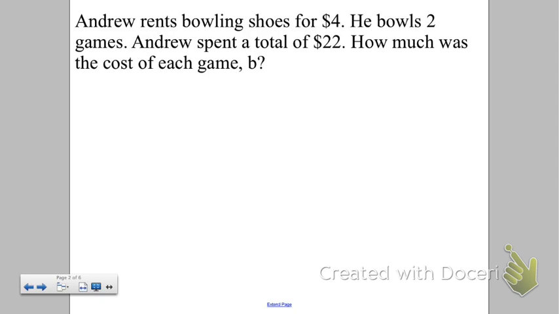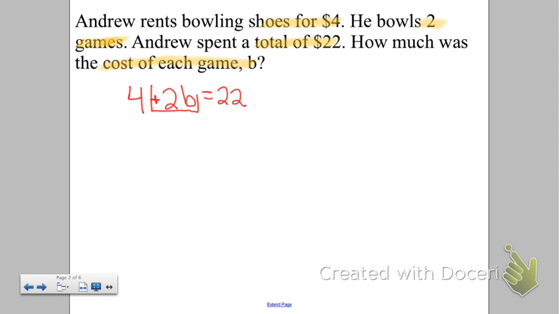So I'm going to write my equation out. He rents the bowling shoes for $4, 2 games. He paid a total of $22, and we need to find the cost of each game for B. So the $4, he just pays that one time. He also pays, we're going to add on 2 times B, because it's 2 games times B, which is the cost of each game. And the total he spent was $22. So I have 4 plus 2b equals 22.